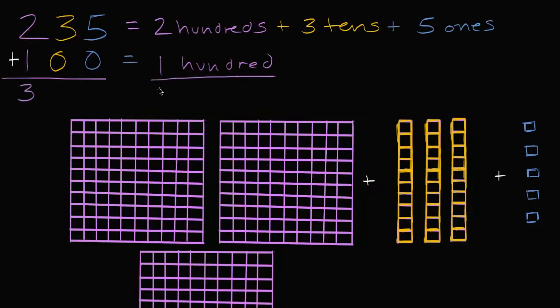Over here, I could say that now I have 3 hundreds. Now, has the number of tens changed? No, I had 3 tens before, and I'm not adding tens this time, so I'm still going to have 3 tens. And I had 5 ones before, and I'm not adding any more ones, so I still have 5 ones. So I have 335, which is the same thing as 3 hundreds plus 3 tens plus 5 ones.